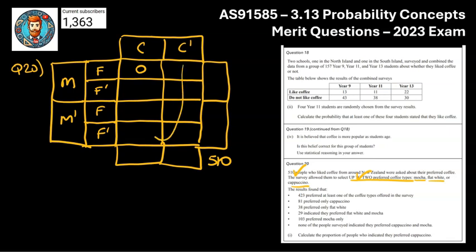We can have numbers everywhere else, right? Because that's 2 or less of the coffee choices. So we got 423 preferred at least one of these coffees. So 423 preferred at least one.